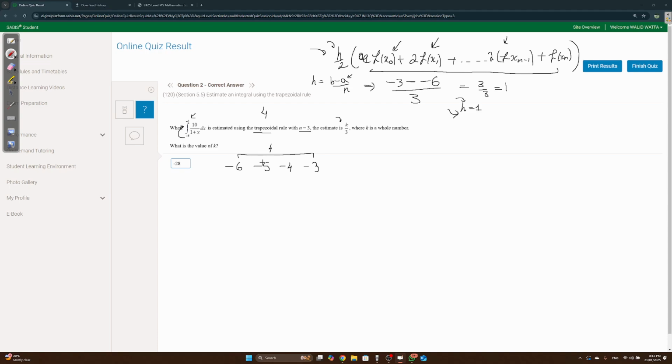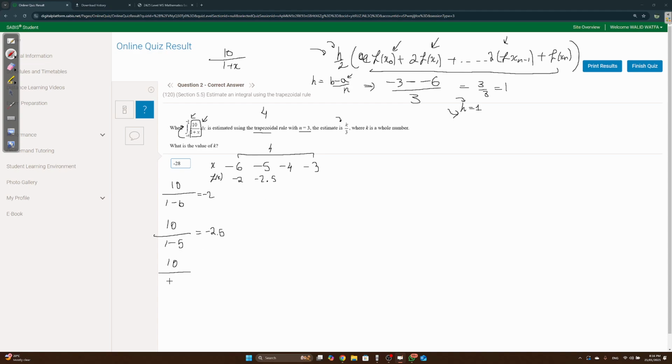So anyway, we're gonna substitute these numbers one by one into our function to find how much the function is at that value. What is our function? Our function is 10 over 1 plus x. Let's substitute -6, so it's going to be 10 over 1 minus 6, which is -2. Let's put x, f of x. -5 will be 10 over 1 minus 5, which is -2.5.